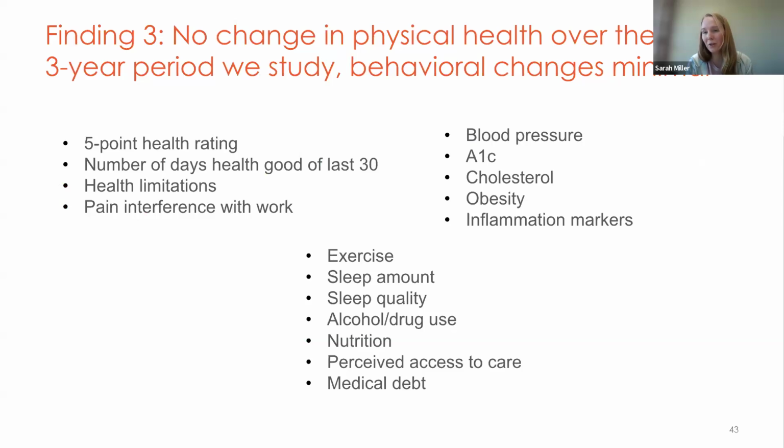And then the third big takeaway from this study is that we don't really observe much change in anything other than those first two slides that I showed you. So we have a lot of different measures of physical and mental health. We have self-reported health on a 5-point scale. We ask about the number of days physical health was good. We ask about health limitations and experiences of pain. We collect measures of blood pressure, blood sugar, cholesterol, obesity, etc. We don't really find any statistically significant changes, and our confidence intervals are pretty narrow. We can rule out even very small improvements in these measures.